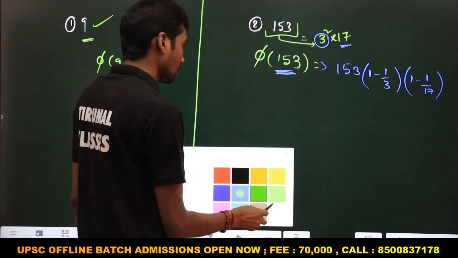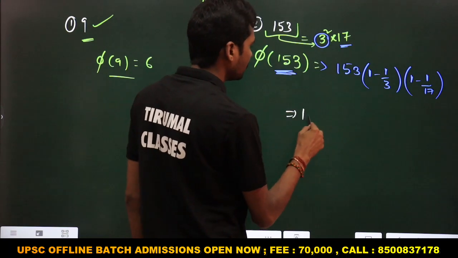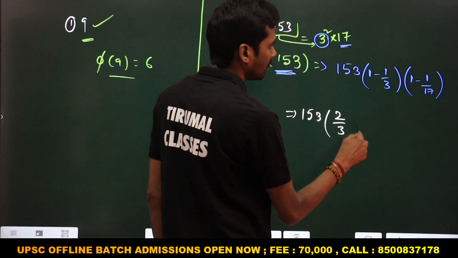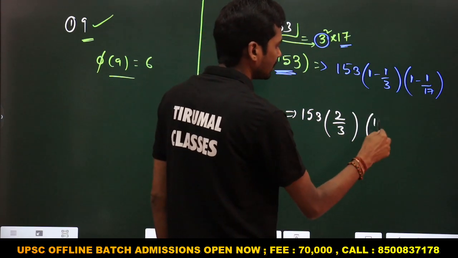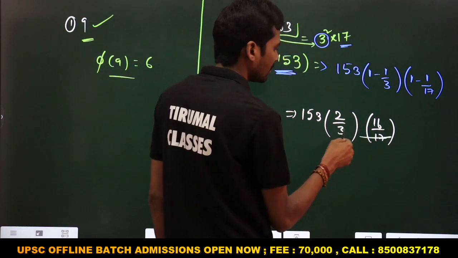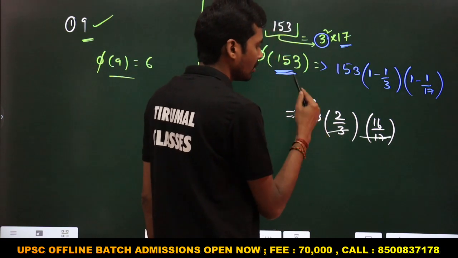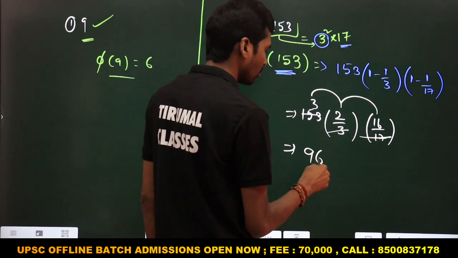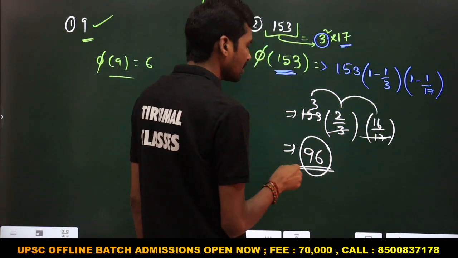So 153 into (1 minus 1 by 3) is 2 by 3, and 17 minus 1 is 16, so 16 by 17. 17 3s are 51, 51 3s are 153. So 3 2s are 6, and 6 16s are 96. So what is the final answer? The final answer is 96.